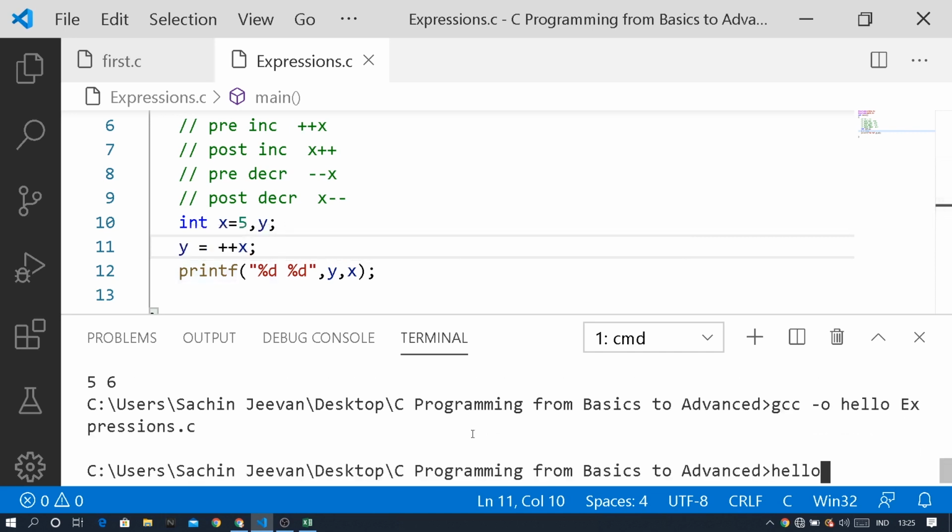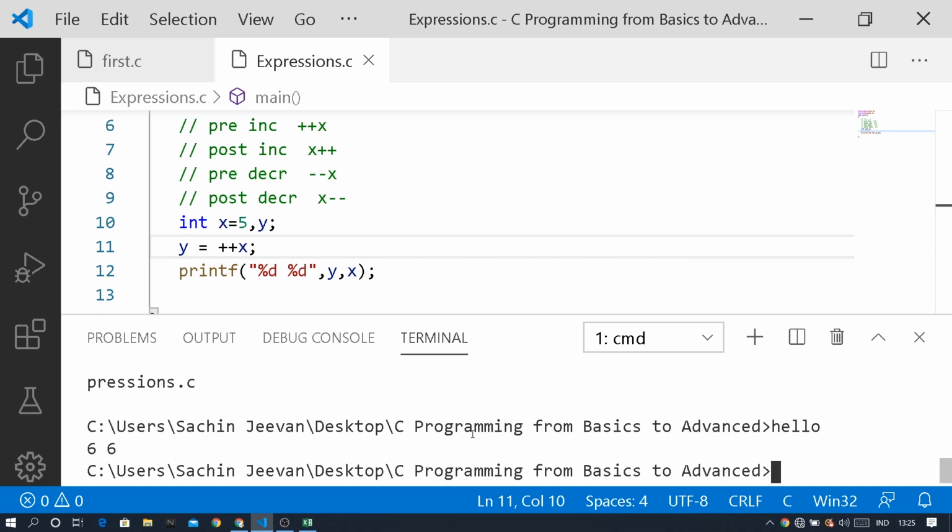Okay, so again we will just compile it. Yes, both are 6. This is the exact difference between the pre-increment and the post-increment. When post-increment is given, then the post-increment is considered as least precedence, and pre-increment is given the highest precedence. First of all, this pre-increment will happen, then only assignment will happen.